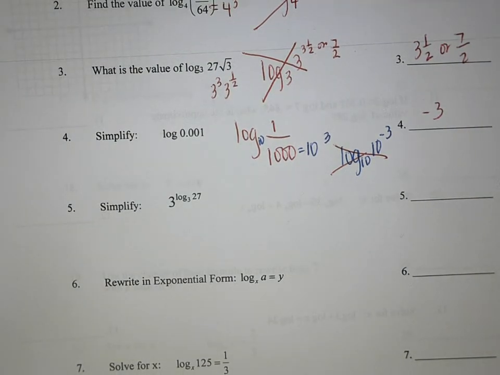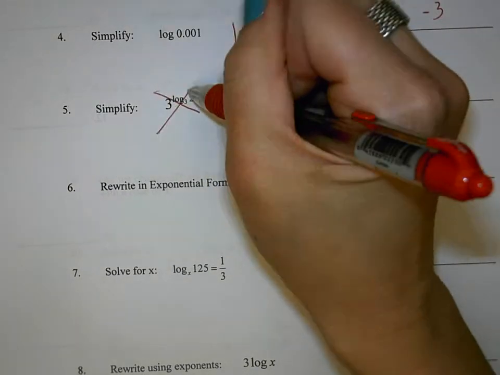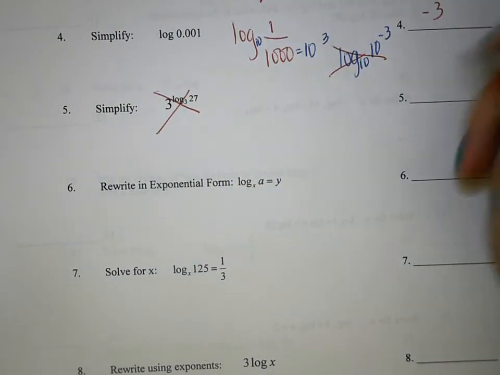All right, number 5, what happens? You need to move the 3 over. Nope, these cancel. My answer is 27.